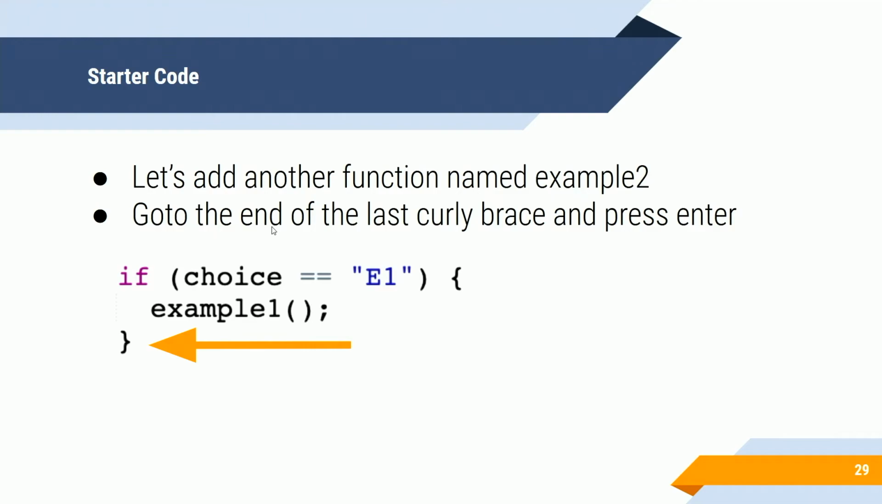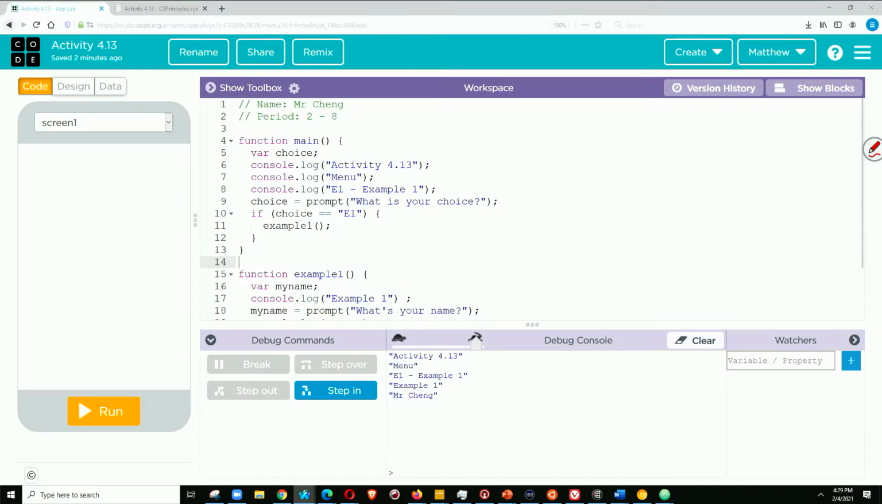So now let's go ahead and add another function named example2. So what we're going to do is that we're going to go to the end of the last curly brace and then press enter. So let's go over to our code here again. And so this is the ending curly brace. I just want to point out here, when you tap on this curly brace, you'll notice that this curly brace kind of like has a little square in it. And that's because it's trying to match it up for you so that you know where you are in your code.